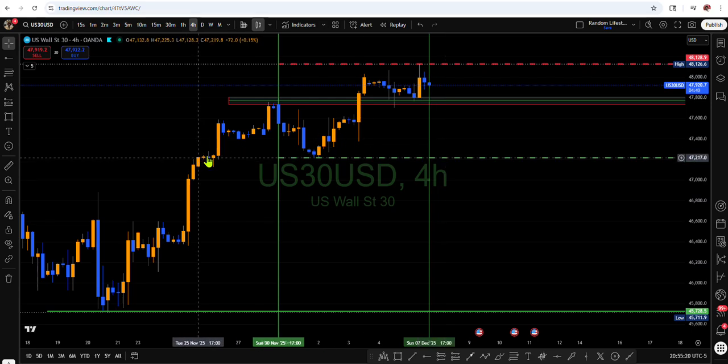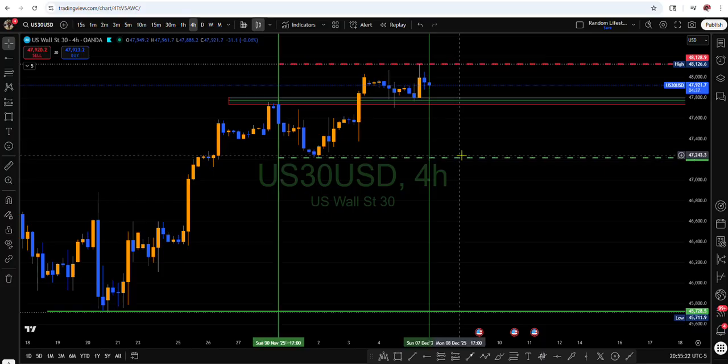either reject this area, because you can see we have a play right here, and then we have a play right here. Reject this area back up to the upside, or try to make it back down to this side right here.